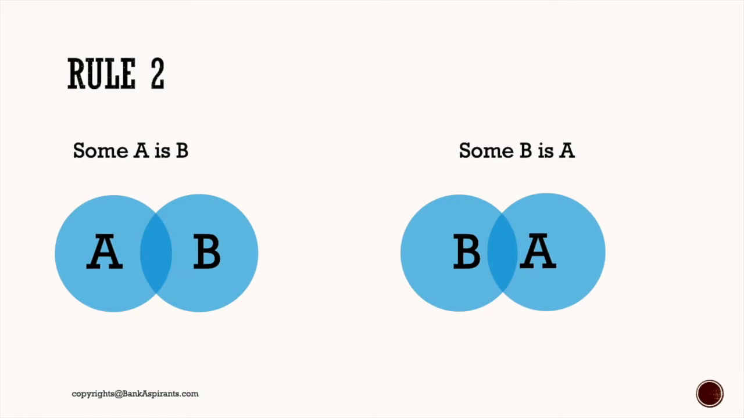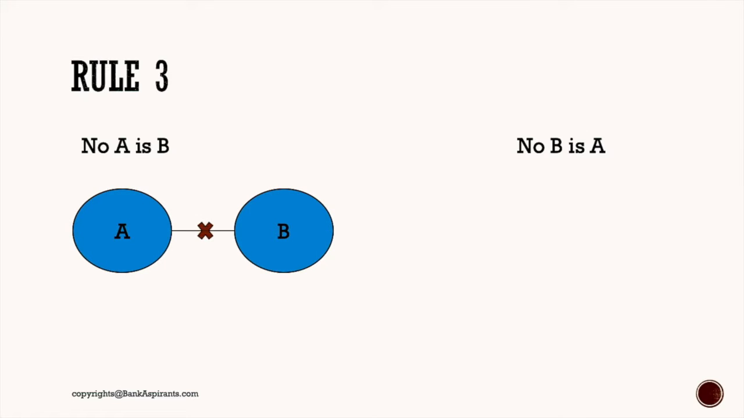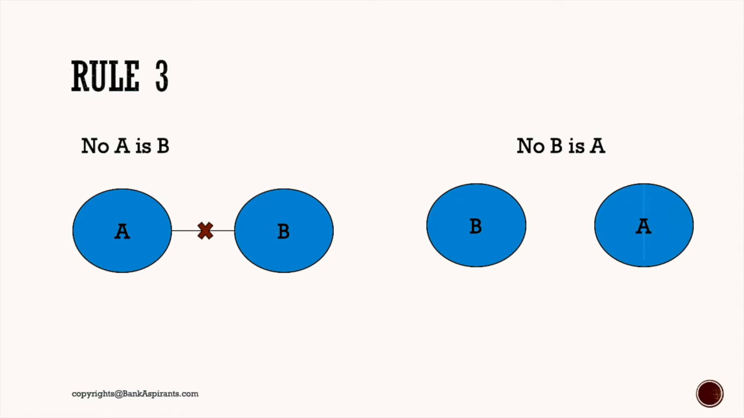These are the rules. If you know these rules, it will be very easy for you to solve. Okay, rule number 3: No A is B and no B is A. Here, no A is B means there is no relationship between A and B. So we draw a circle for A and a circle for B, and since there is no relationship between them, we indicate that just by drawing a line and marking it with a cross. That's all. And no B is A is the same.